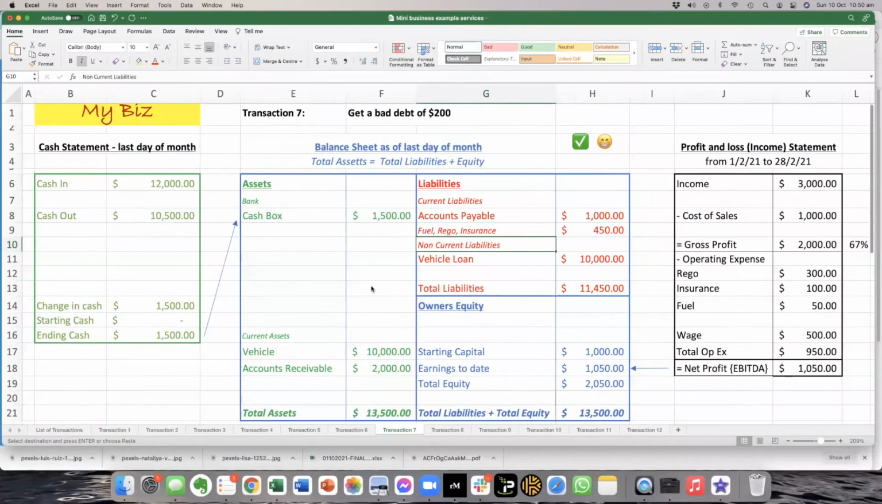Our next transaction is an inevitable part of business. We get a bad debt. Someone had agreed to pay us and we've given them an invoice and they've given us the purchase order, so we're all okay. However, they still went out of business, so we're down $200. So how do we do bad debts? Bad debts are considered a cost of doing business. So from our P&L perspective, we're going to put it in under expenses. Bad debt. It's only $200 and you'll see immediately it has an effect on our profit.